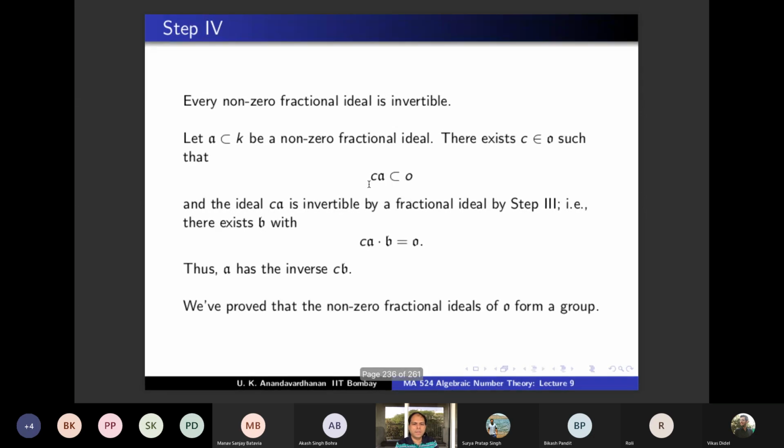I should put a pause here. And therefore, we have proved that non-zero fractional ideals of O form a group, right? Only invertibility you had to show. It's an abelian group. Commutativity is obvious. The unit element is O, and associativity and whatever other properties are all obvious. Only invertibility you had to show, and you showed that any non-zero fractional ideal is invertible. What remains to be proved in theorem 2?